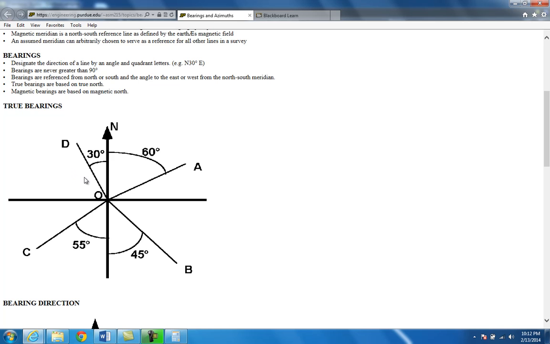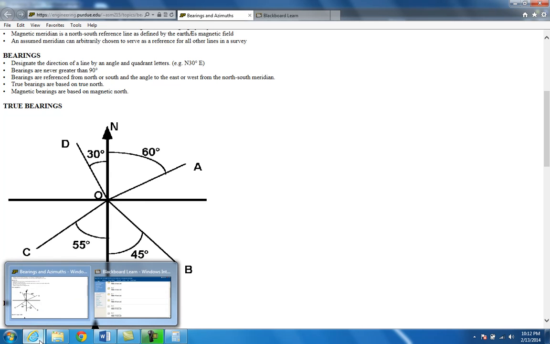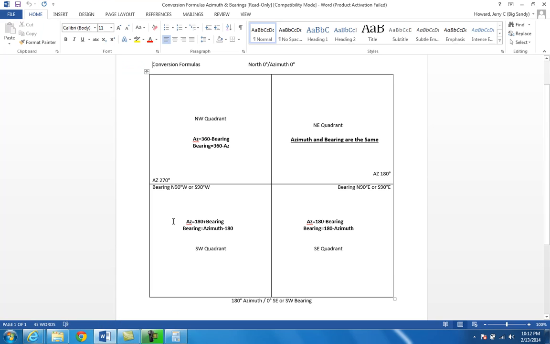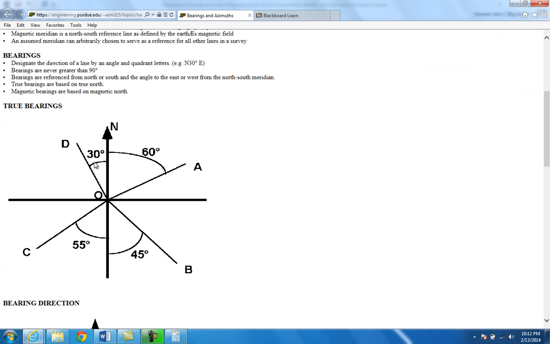Now we go up here in the northwest quadrant and we're looking at a bearing that is north 30 degrees west, moving up this way. To convert that, we grab our chart again. In this one, azimuth equals 360 degrees minus your bearing. Our bearing was 30 degrees, so 360 minus 30 would be 330 degrees. So the azimuth for this north 30 degrees west is the same as an azimuth of 330 degrees.